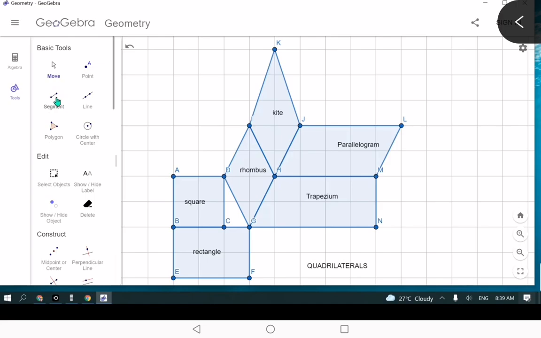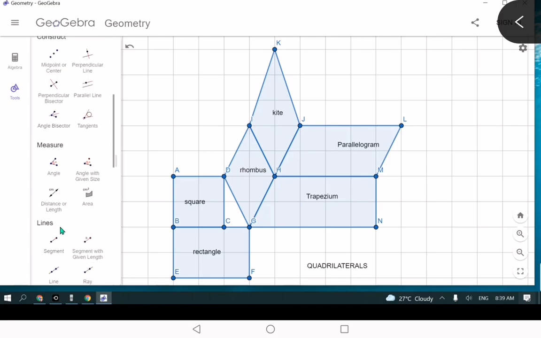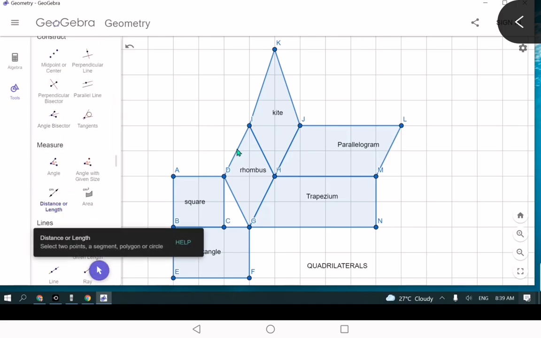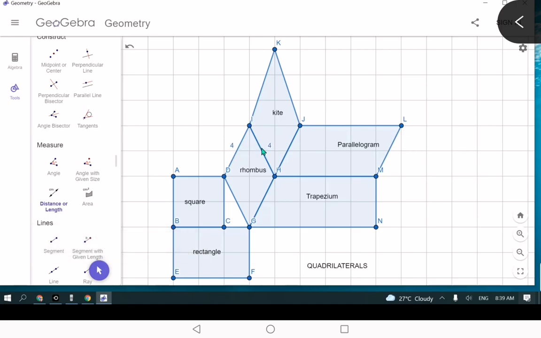I need to move it like this. And you can see 4, 4, 4, 4. Yes, all sides are equivalent. Something seems wrong. This one is 4, 6, 4. This one is also 6 because this one is 2. This one should be 4. 4 plus 2 is 6.